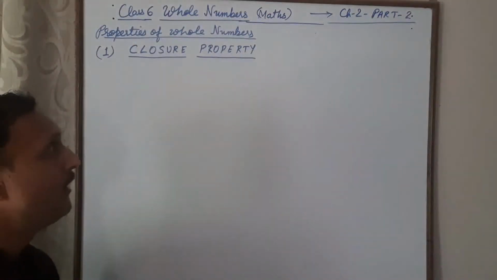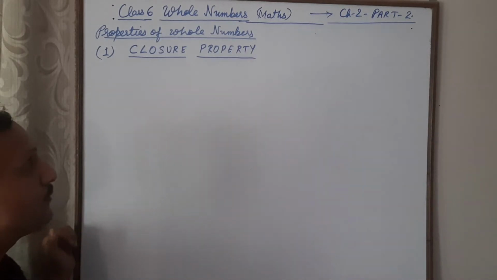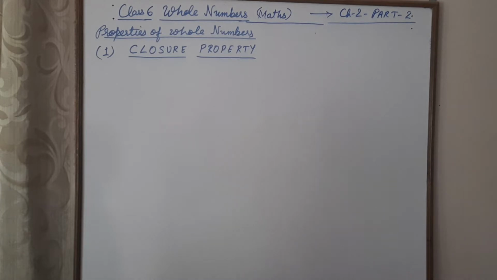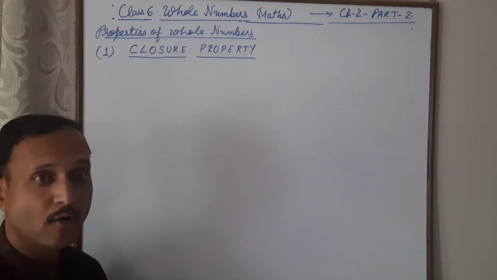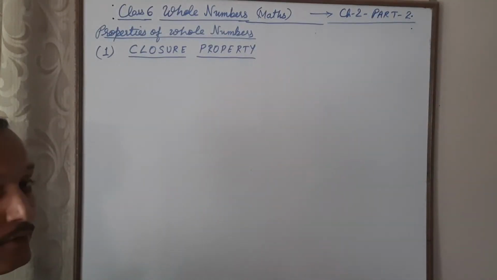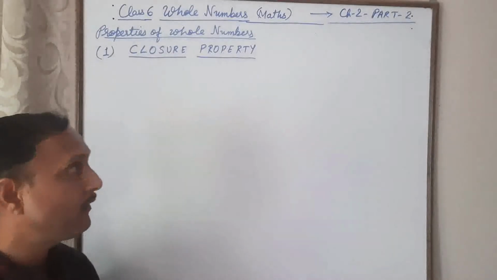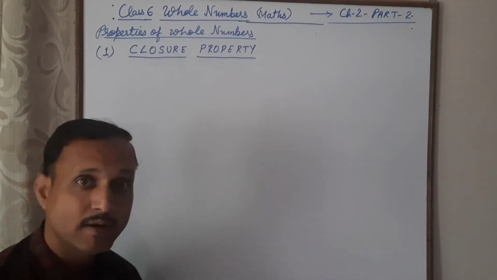So let's start with part 2, chapter 6, whole numbers, class 6 maths. And in this part, we are going to start properties of whole numbers. So what are the properties? We have to study all the properties. So let us begin with one of the important properties, closure property.